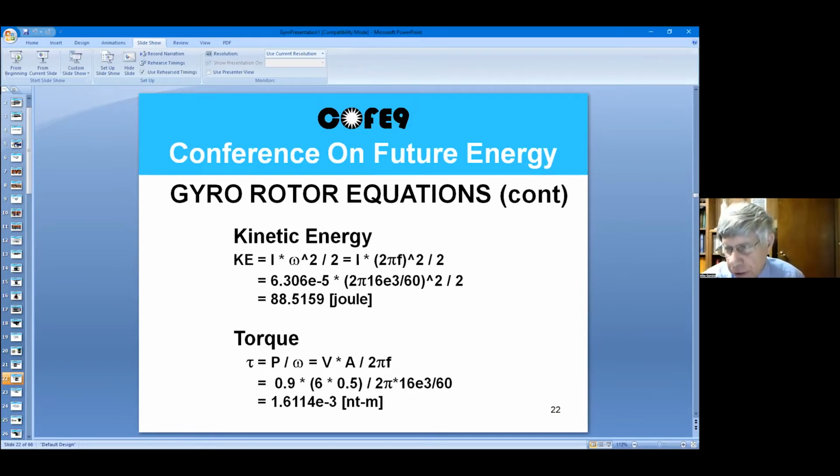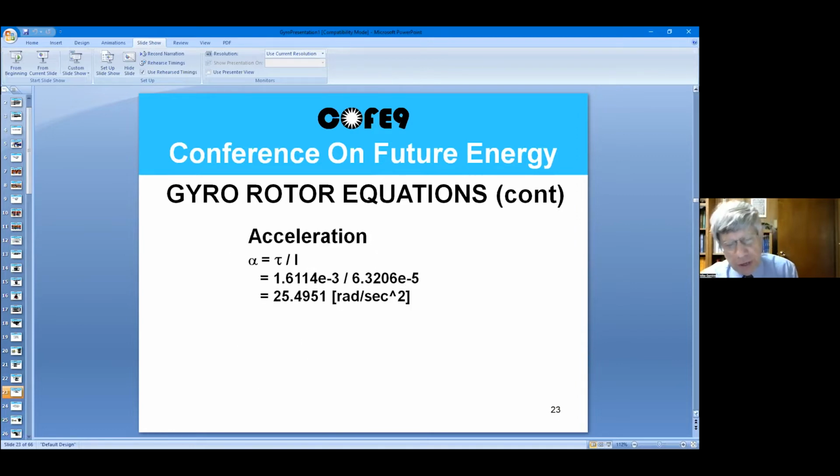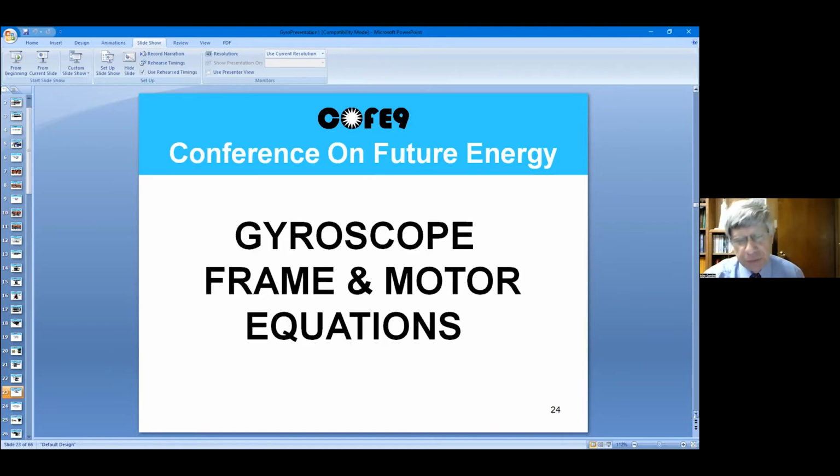And then we wind up last over here. You have acceleration, which is torque divided by the inertia. So we just calculated the torque and we already have the inertia. When you divide those two, you get 25.4951 radians per second squared. Now those are the numbers for the gyroscope rotor. That's your source generator. Now we have to go to the frame and do basically the same thing.